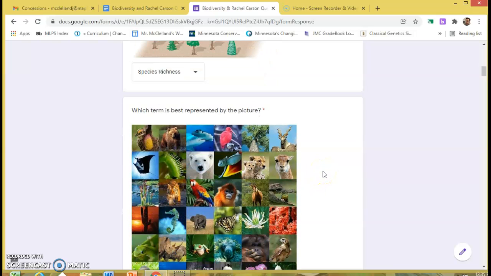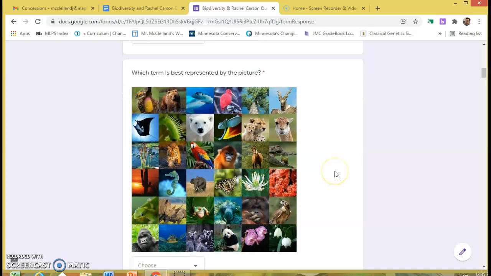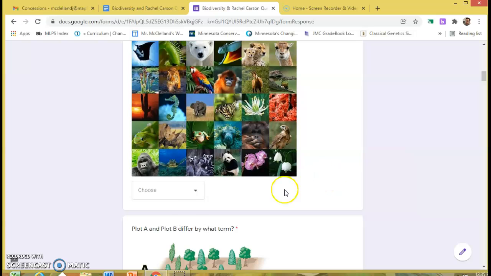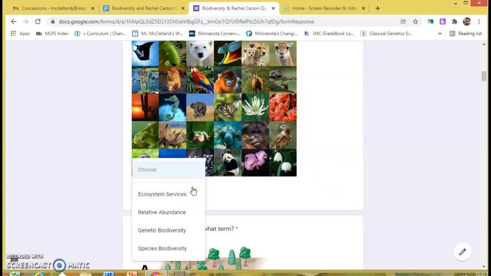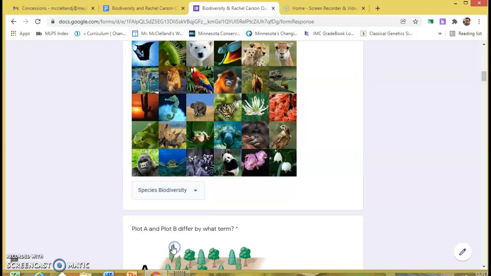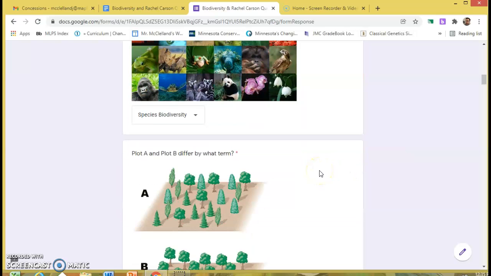Which term is best represented by the picture? So we see all kinds of different organisms, and so they would be representing different species. We can't see their genes. Genetic biodiversity is relative to a population. So species biodiversity is what's shown here.